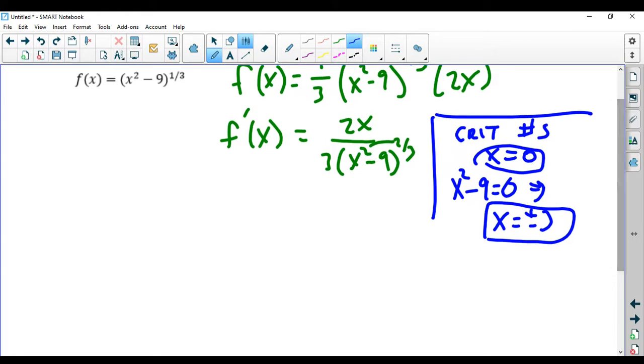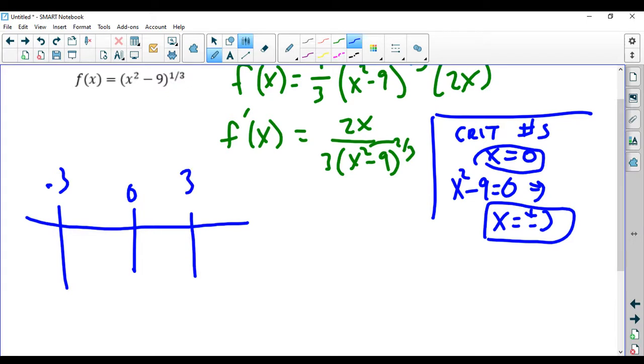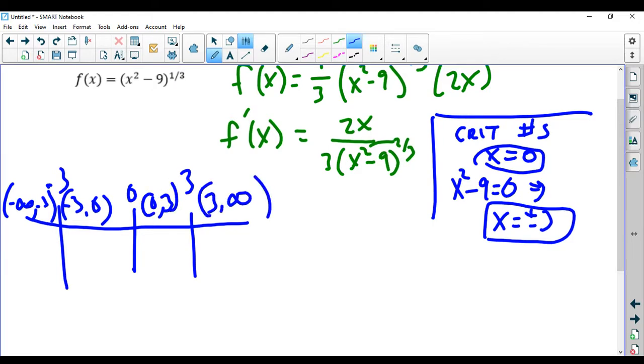And as usual, we are going to set up a table. The critical numbers go from -3 to 0 to 3, giving us these intervals: -infinity to -3, -3 to 0, 0 to 3, and 3 to infinity. So we're going to plug a test number into our derivative, one in each interval. Let's use the derivative at -4 for this interval, the derivative at -1 for this, the derivative at 1 for this, and the derivative at 10 for this.